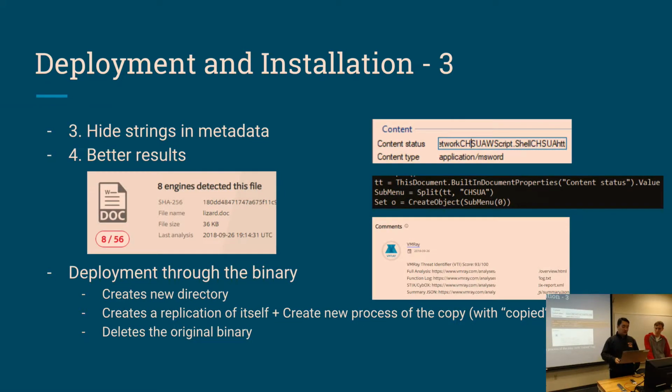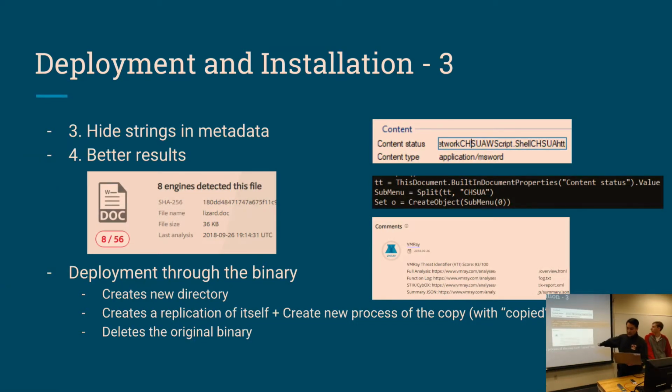Deployment through the binary itself was pretty straightforward. It was using C++, so I just created a new directory, created a replication of the binary itself, created a new process of that copied binary, and deleted the original binary, because the original binary gets downloaded to C:\Users\Public, which is not stealthy at all. So yeah, that's the route that I took.